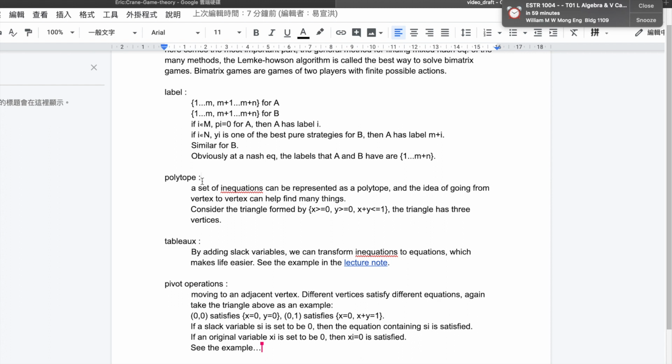Polytopes. A set of inequations can be represented as a special shape, and the idea of going from vertex to vertex can help find many things. Consider the triangle formed by x greater than or equal to 0, y greater than or equal to 0, x plus y less than or equal to 1. The triangle has 3 vertices. This triangle is a polytope.